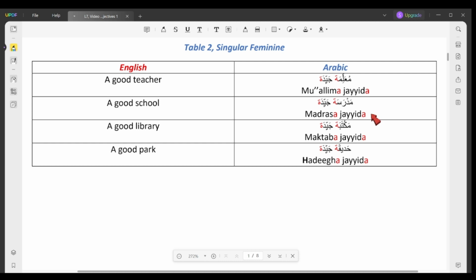Now let's look at the second one. A good school. مدرسة جيدة. Next, a good library. مكتبة جيدة. And the last one, a good park. حديقة جيدة.